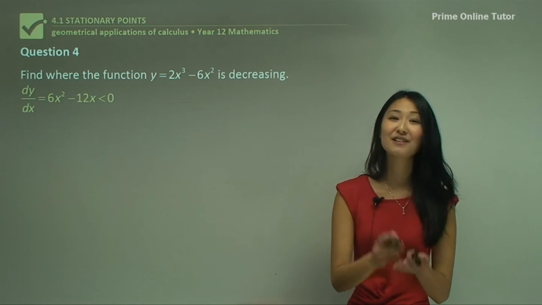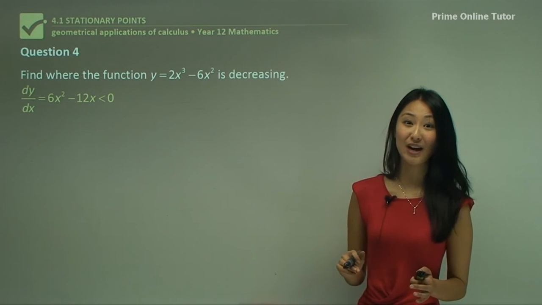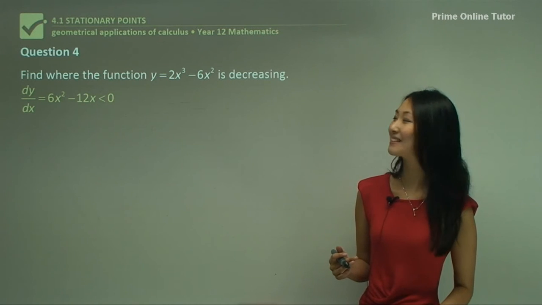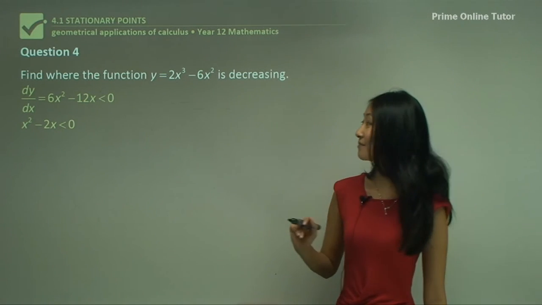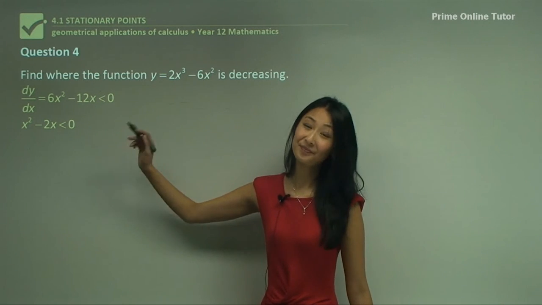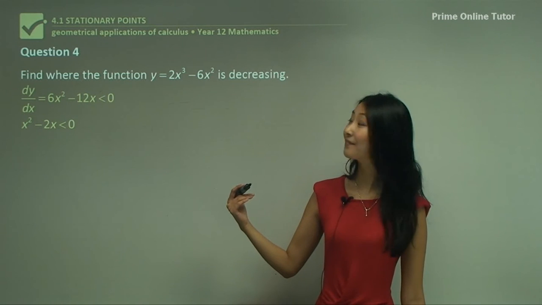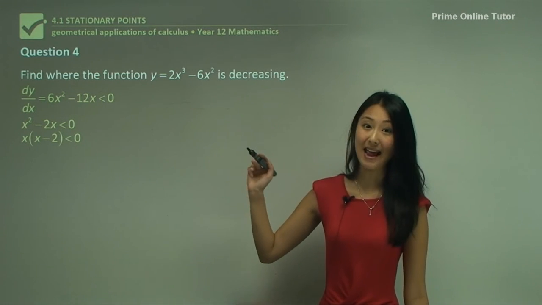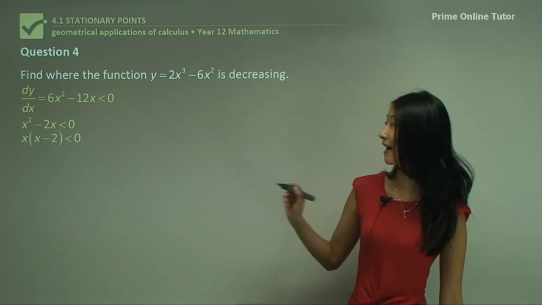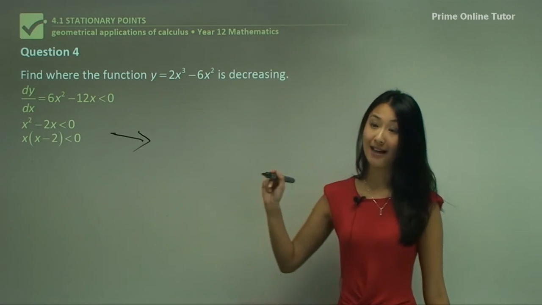Once again, we see the x squared, quadratic, we're going to have to factorize. Before we factorize, always simplify. So we've got 6 and 12, and it should jump out at us straight away, we can divide everything by 6. So we get x squared minus 2x less than 0. That's quite easy to simplify. We can just take the x out of that, and we get x(x minus 2) is less than 0.